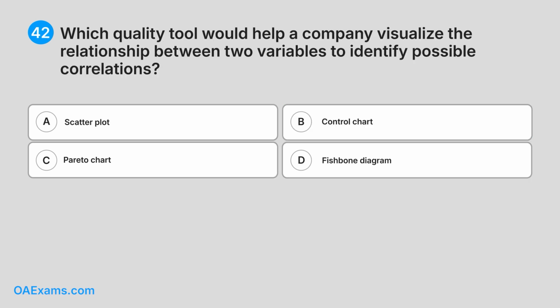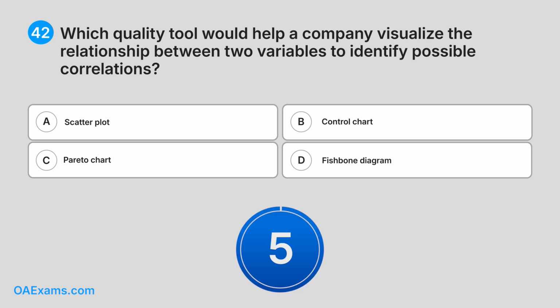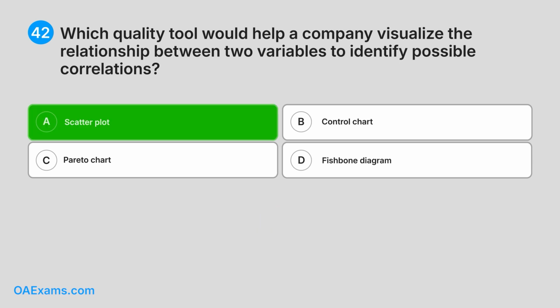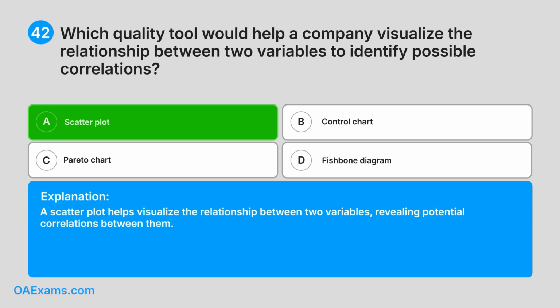42. Which quality tool would help a company visualize the relationship between two variables to identify possible correlations? A. Scatter plot. B. Control chart. C. Pareto chart. D. Fishbone diagram. Can you guess the answer? Correct answer: A. Scatter plot. Explanation: A scatter plot helps visualize the relationship between two variables, revealing potential correlations between them.